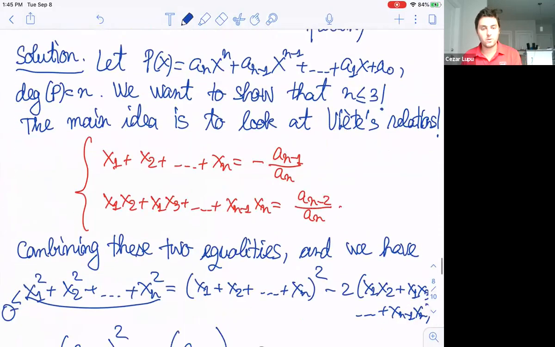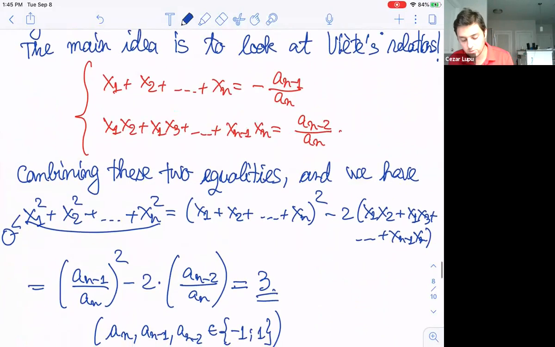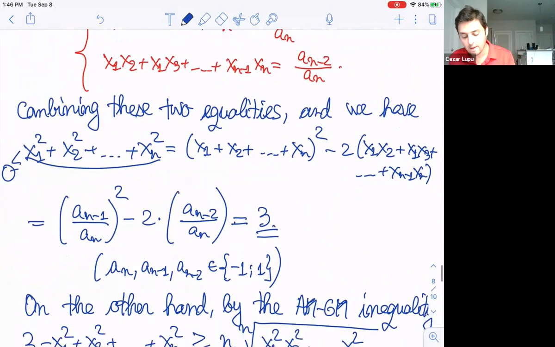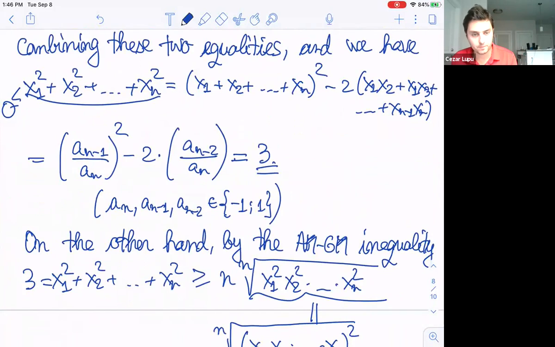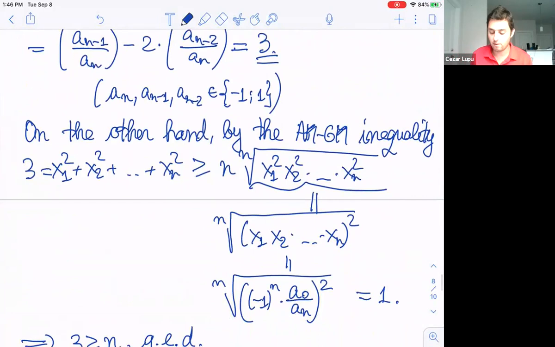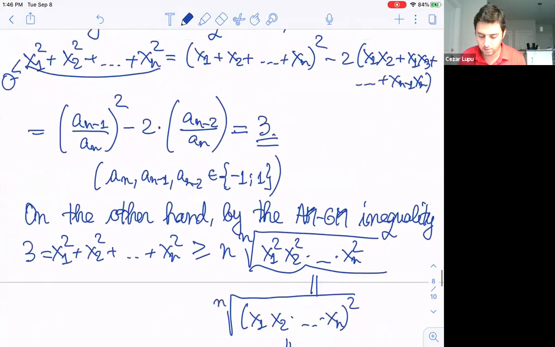So again, you use the Viète relations, the first two, so that we can get some information about the sum of the squares. You can write it using this formula, and then you use the Viète relations to show that this equals 3, and then you use the arithmetic-geometric mean inequality, and then again Viète relations to show that in fact n is less or equal than 3. You can actually determine all the polynomials, but anyway, I'm not going to get into that.